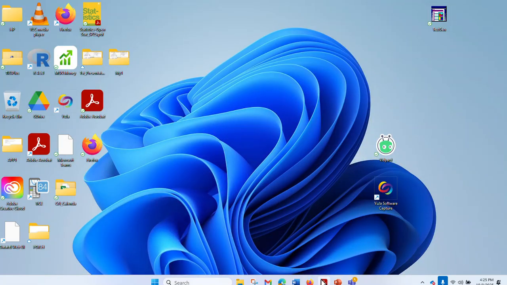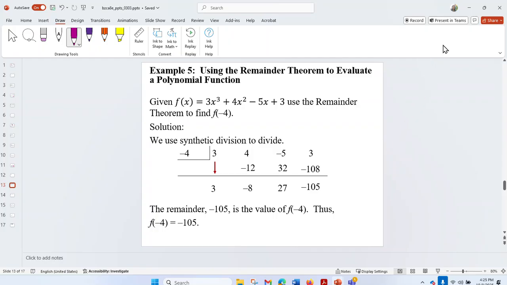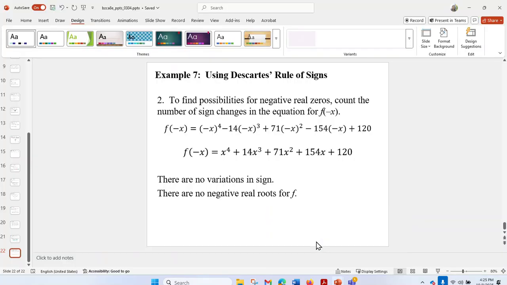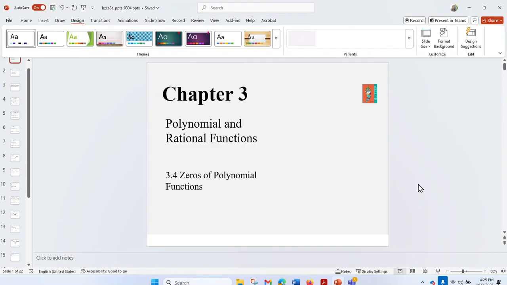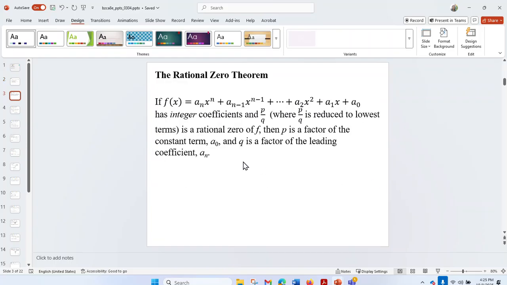So that is basically our section 3.3, okay? And let's see what section 3.4 is. Zeros of polynomial functions, which we talked about a little bit already, right? Use the linear factorization theorem to find a polynomial, which I kind of just mentioned a little bit here.